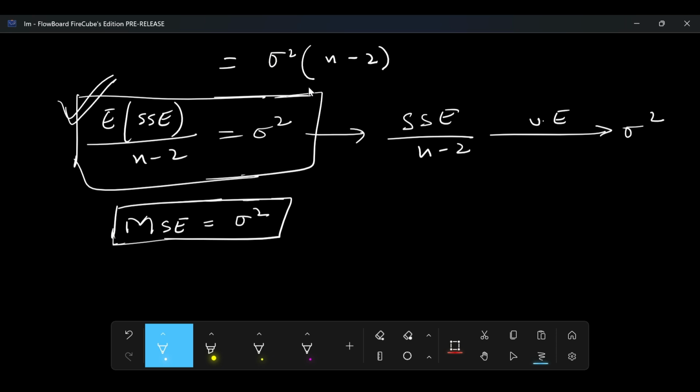ठीक है, ANOVA table में इसका बहुत काम है. ANOVA जब हम derivation करते हैं तब इसका बहुत काम है, ये आपको याद रखना है. So why there are n minus 2 degrees of freedom? Question है, why there are n minus 2 degrees of freedom?